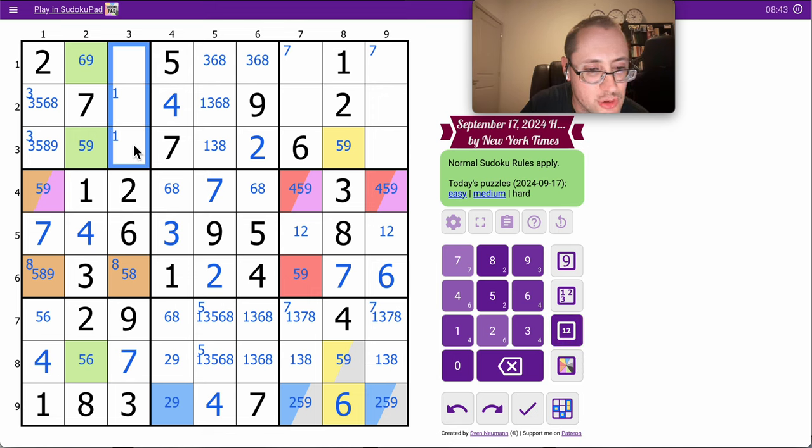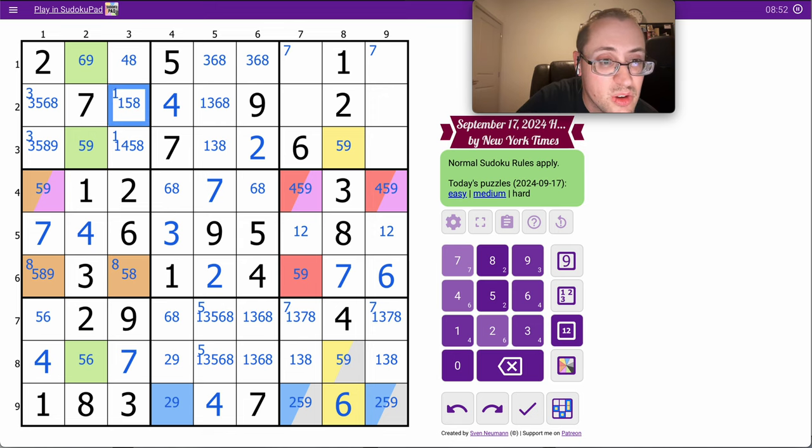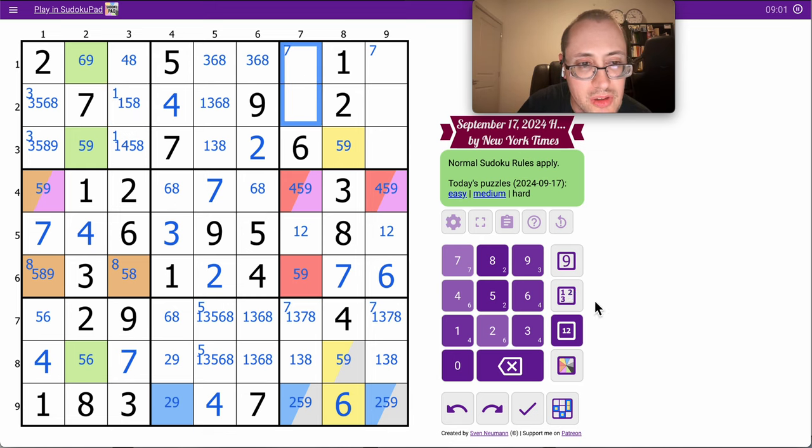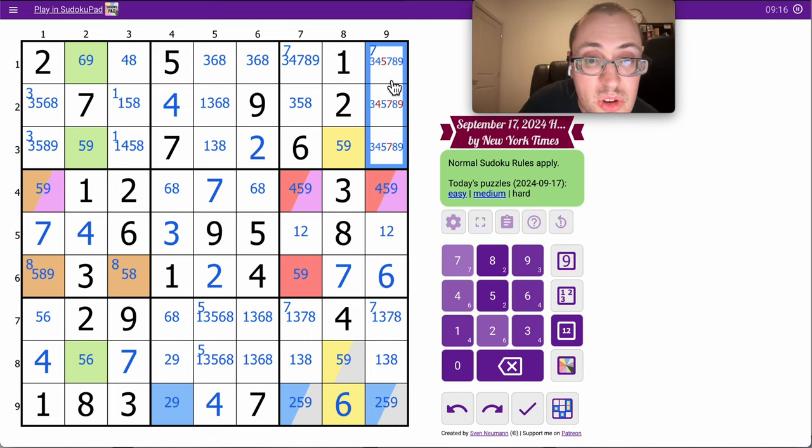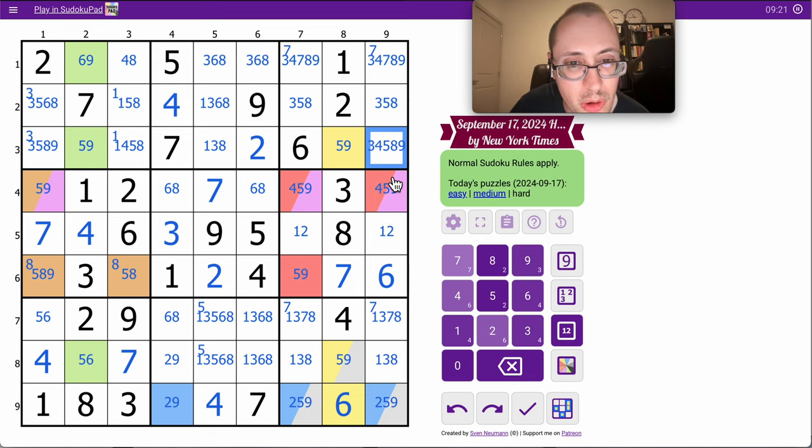These cells are not 2, 3, 6, 7, 9. They are 1, 4, 5, and 8. Anything useful out of it? Initially, nope. Okay, these can't be 1, 2, 6. Neither can these be 1 2 6. Nine from the row, and that's the 7 from the row. Okay.